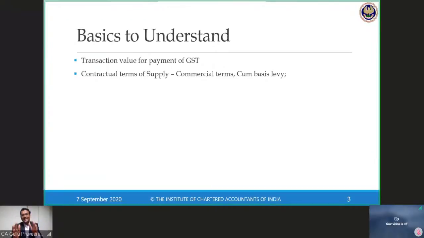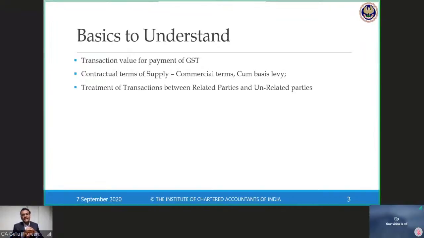Assuming that the consideration is inclusive of taxes, how do I calculate the value on which tax has to be paid? So looking into the commercial terms and the contractual obligations, we need to get into this valuation mechanism. One important aspect for us is to understand what the commercial terms are between the supplier and the buyer. When these two parties are there, are they related parties? Are they independent parties? And what are the terms of payment between these two parties? This is another aspect we need to keep in mind when we get into this topic called valuation.